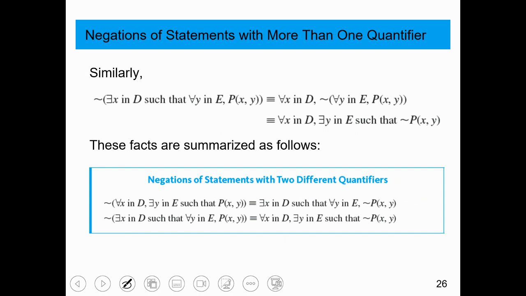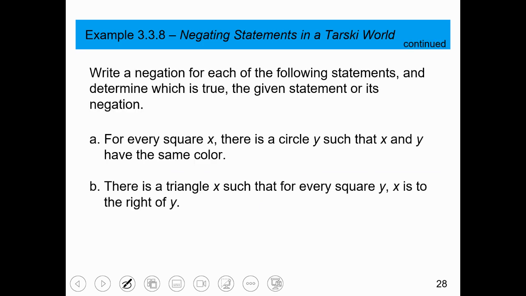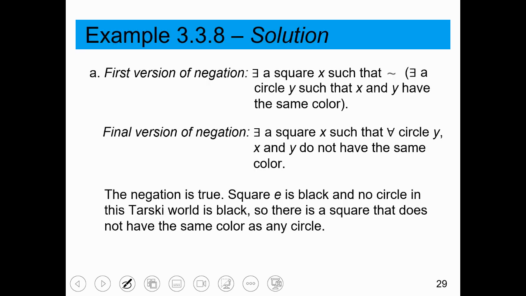And here is a summary of those negations. Again, think through these. To negate a for every, there exists such that P, we say there exists, such that for every, not P. And the opposite is true. Again, take a moment, think through that. Again, we're going to skip the Tarski example.